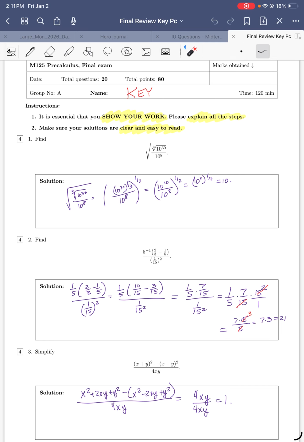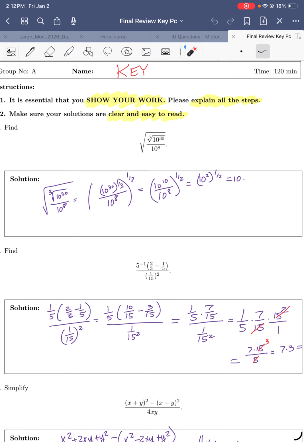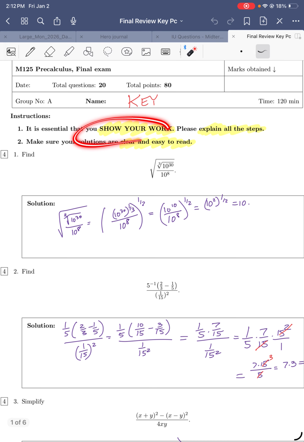Okay, let's do another discussion. Well, here is this final exam review. Notice some things that we see. You got to show all your work, explain your steps, and make your work clear and easy to read. So when we have this, you got to think, what are they trying to see if I know?